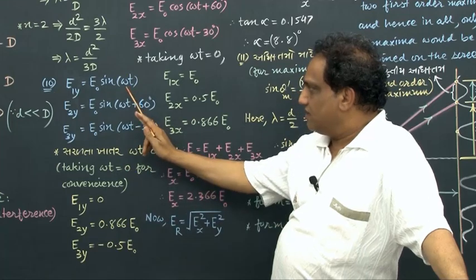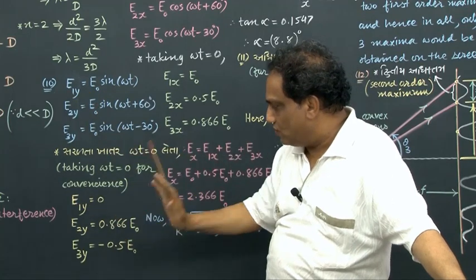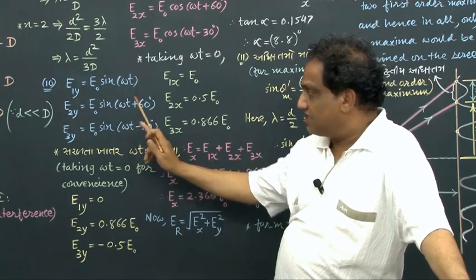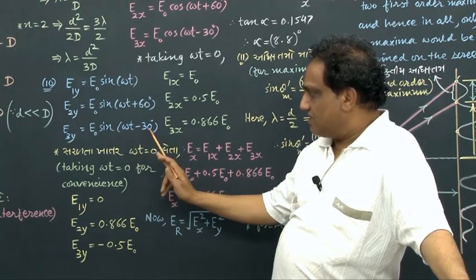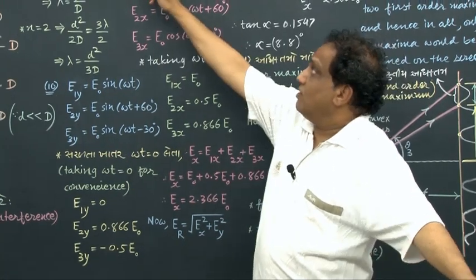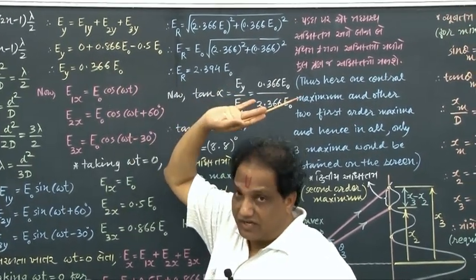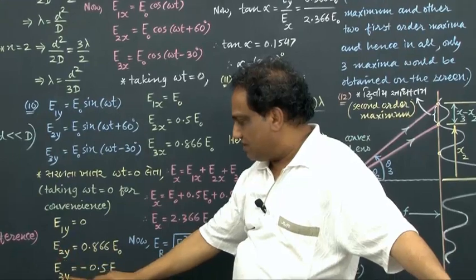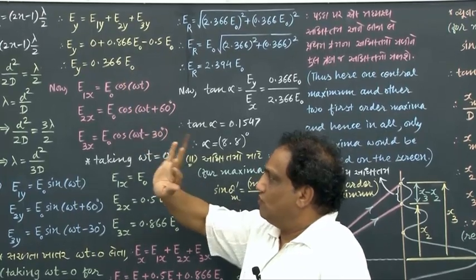Just put omega t equal to 0 here. Sin 0 is 0, so E1y is 0. Take omega t equal to 0 here: sin 60 degree is 0.866 into E0. Take omega t as 0 here: sine of minus 30 degree is minus 0.5 into E0. Now the y component of the resultant light vector is the summation of the y components of the individual light vectors: E1y plus E2y plus E3y. So it is this plus this plus this. It comes out to be 0.366 E0. Fine.